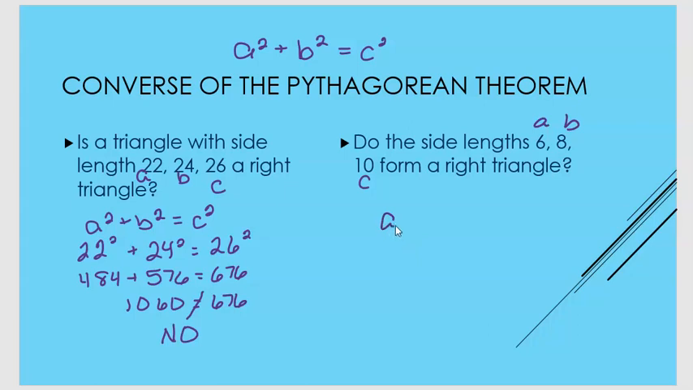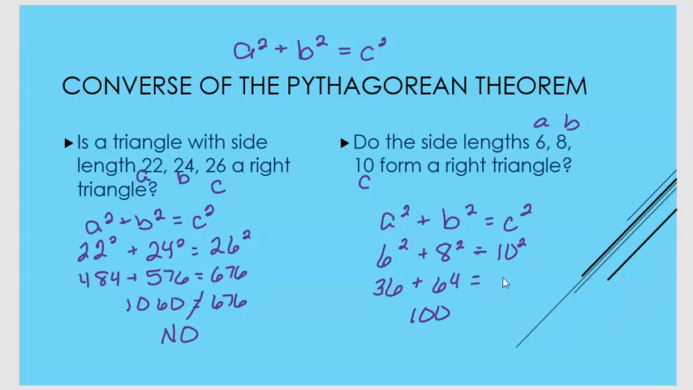All right, so a squared plus b squared equals c squared. So now replace them. So a is 6, so 6 squared plus b squared is 8 squared, and then c squared is 10 squared. Now I do the math again. So 6 squared, 6 times 6 is 36. 8 squared, 8 times 8 is 64. Now add these two. 36 plus 64 is going to give me 100. Now 10 squared gives me 100.